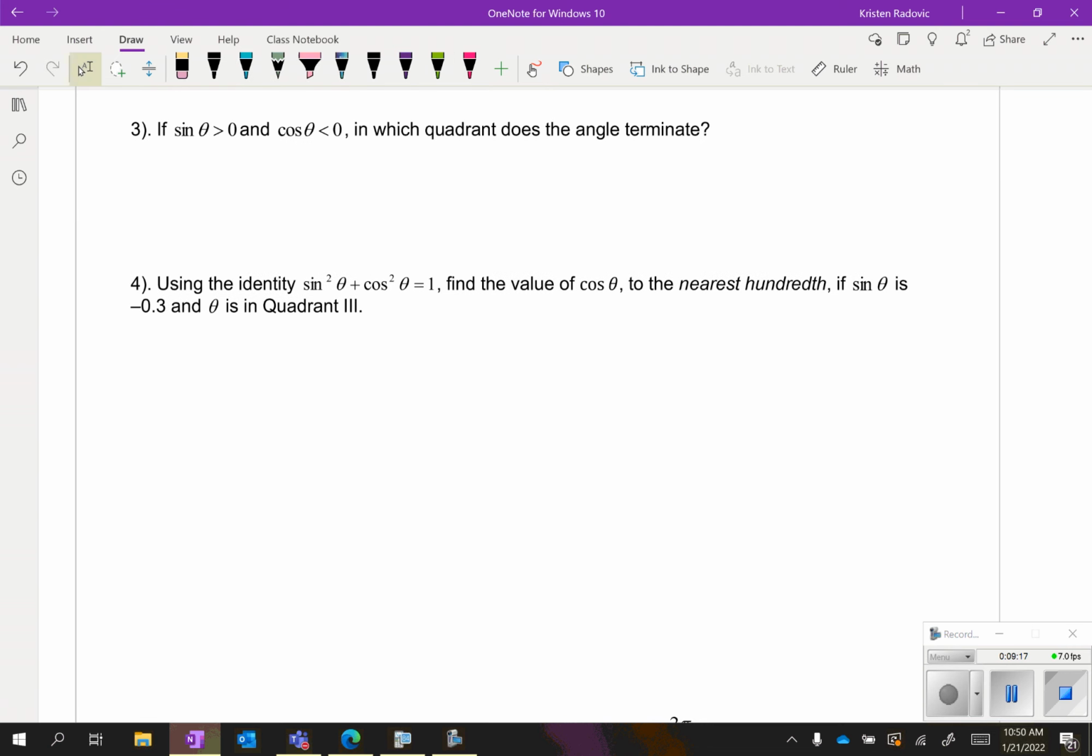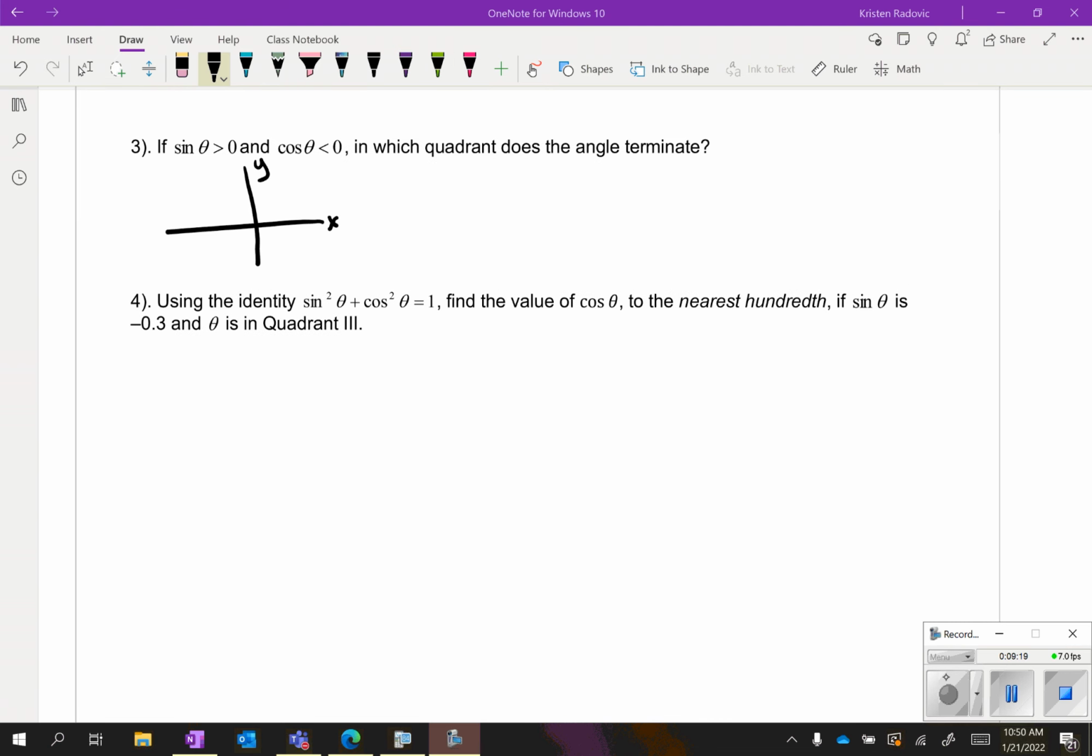On to number 3. So for the next question, they're saying sine is greater than 0. So what they're saying is sine is positive. And sine, if you remember, pairs with y. So they're asking, where is y positive? Y is positive anywhere above the x-axis. So y is positive here and here.